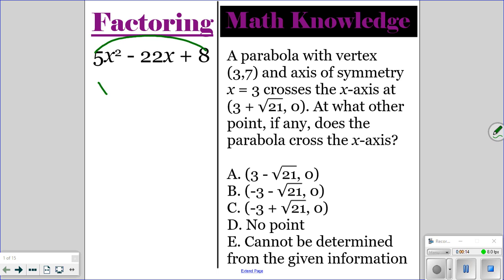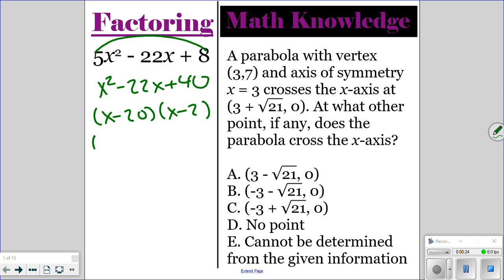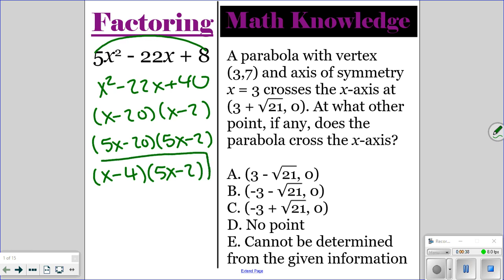So we're going to have x squared minus 22x plus 40. Then you're going to factor that. X minus 20, x minus 2. You're going to replace the 5 in front of your x's. The first one will divide by 5, so you'll have x minus 4 times 5x minus 2. And so that is your answer for that one.